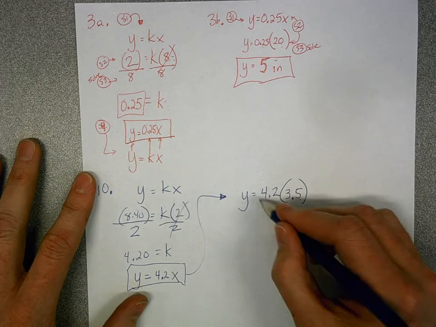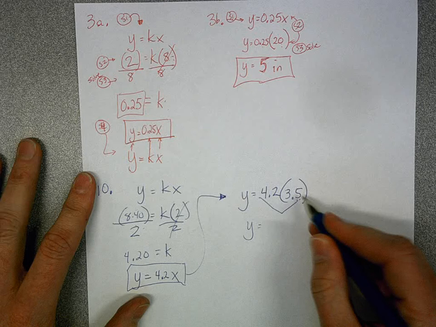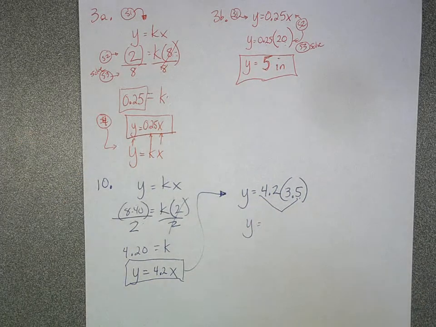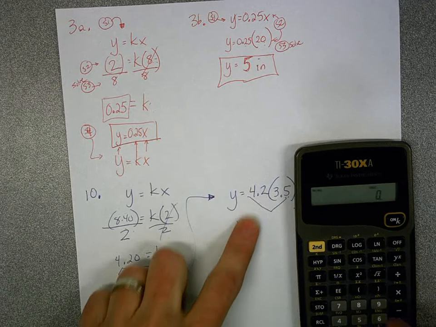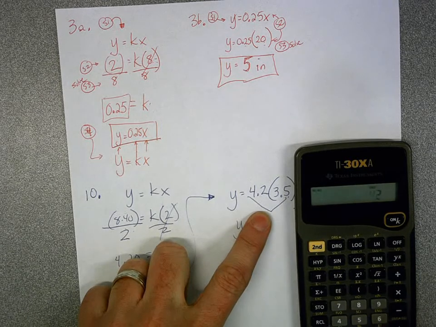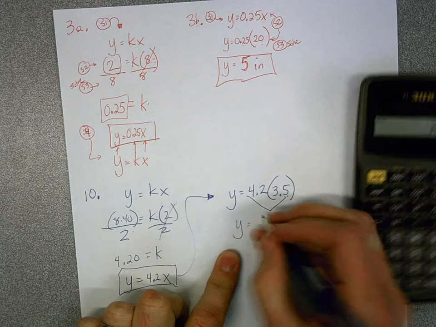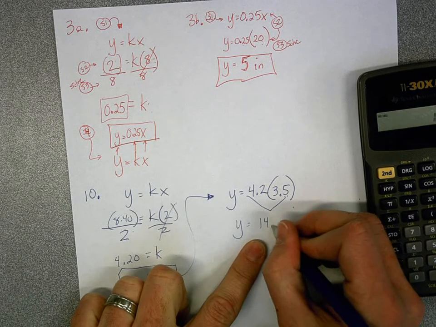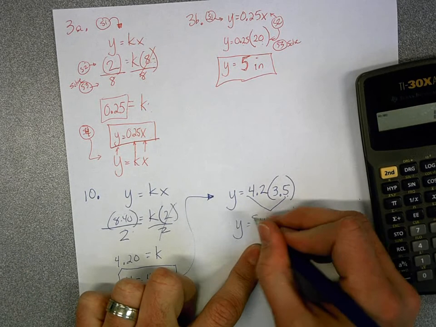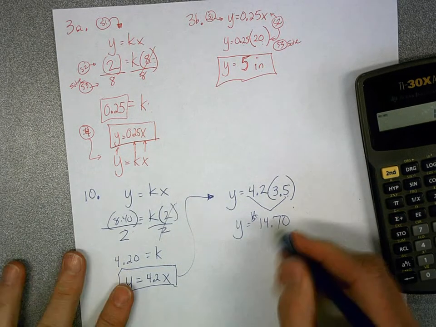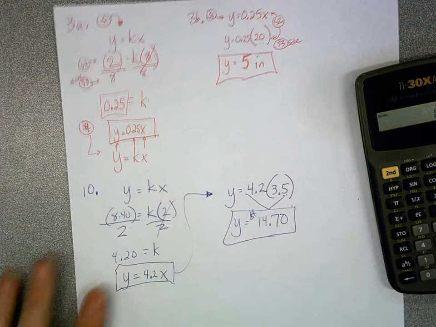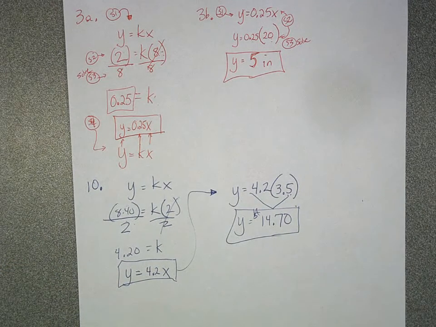So for 3.5 pounds of cheese, I can grab my calculator at this point. 4.2 times 3.5 equals 14.7. And since y is the amount of money, it's $14.70 for those 3.5 pounds of cheese. All right, questions on that one?